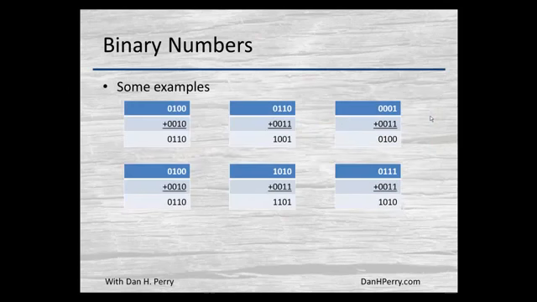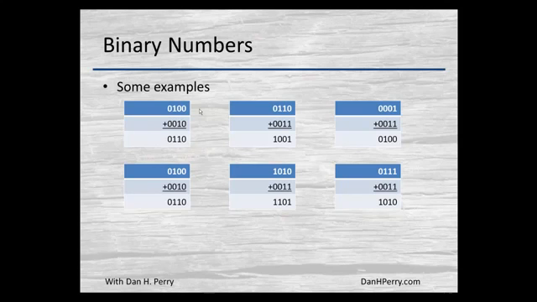Now, here let's look at some examples. In the first example, we have a 1 0 0, and we're adding a 1 0 to it. Well, 0 plus 0 gives us a 0. The 0 plus 1 gives us a 1, and the 1 plus 0 gives us a 1, giving us an answer of 1 1 0.